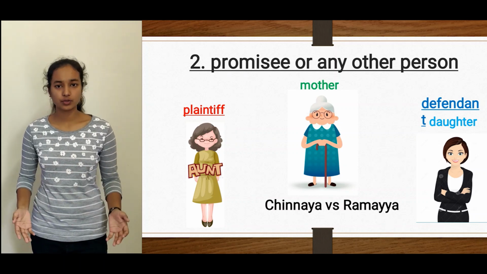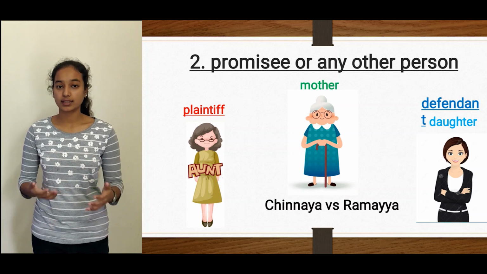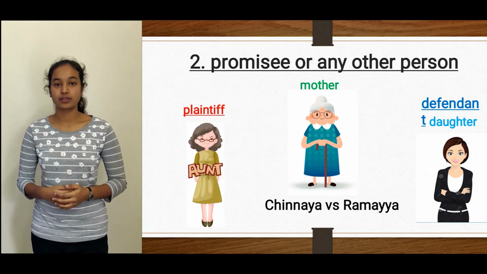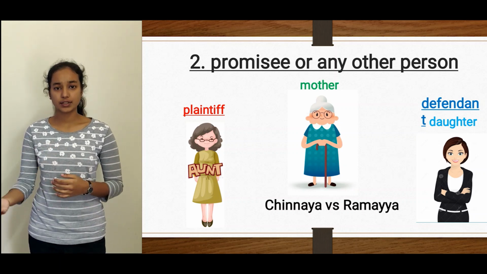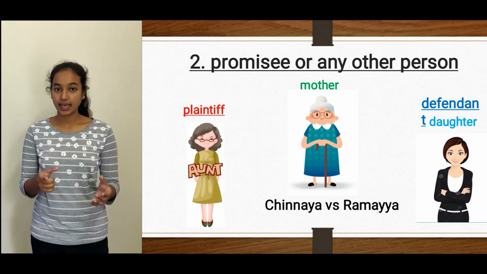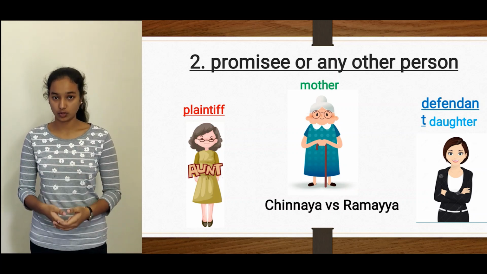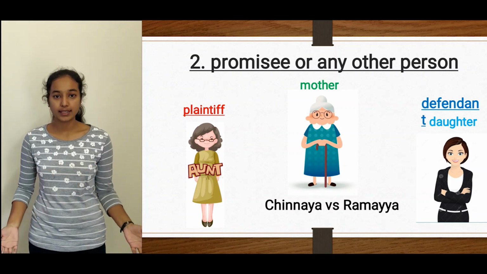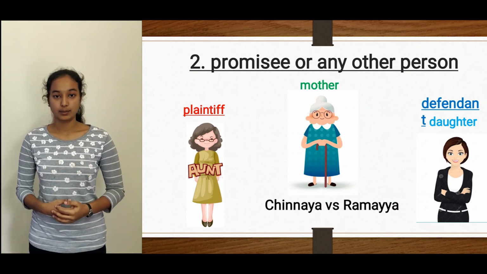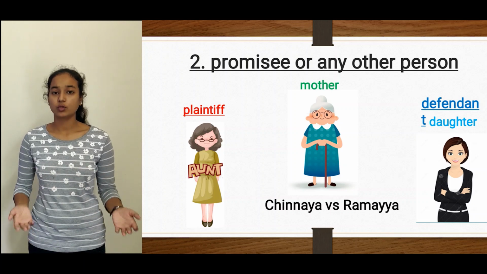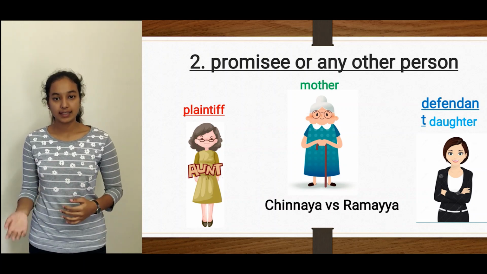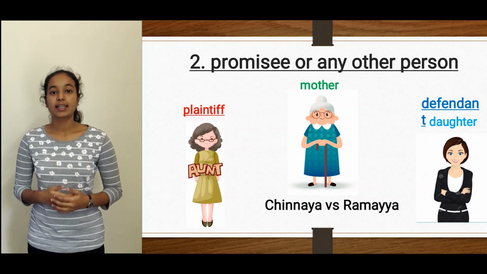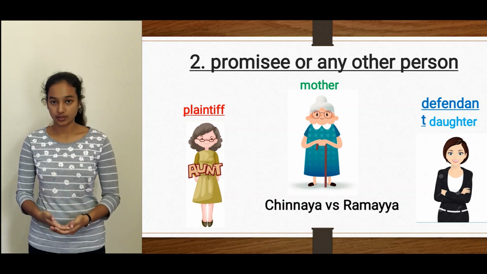But she refused to pay because there was no consideration from the plaintiff. Then the plaintiff sued the defendant to recover that amount. In this case, the court held that as long as there is consideration, it is immaterial who has made it, because consideration can move from the promisee or any other person as stated in section 2(d) of the Indian Contract Act.